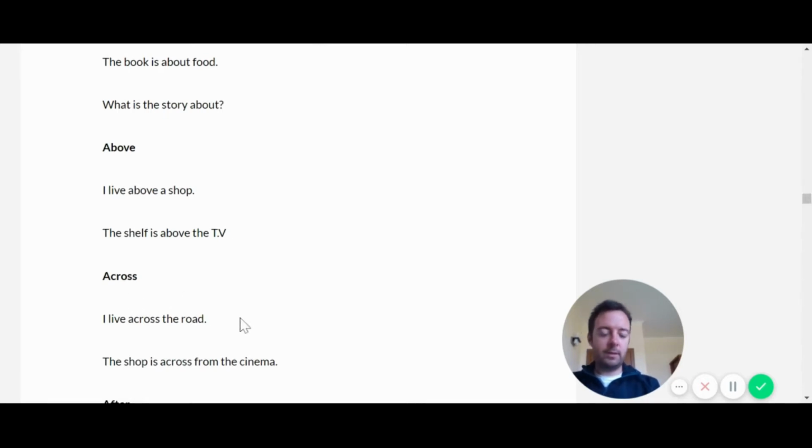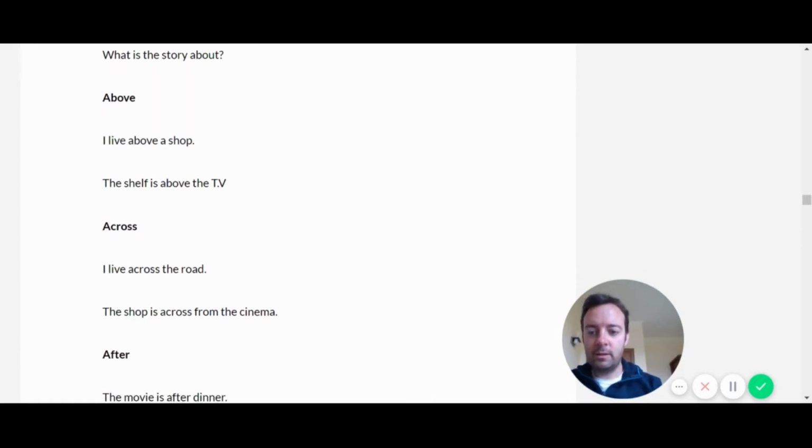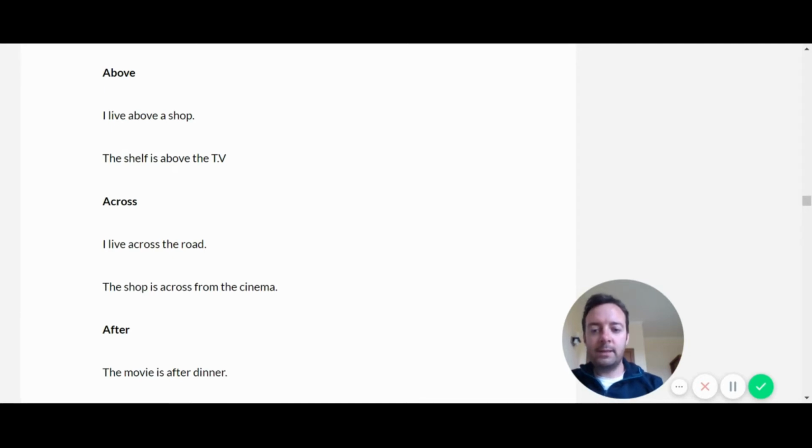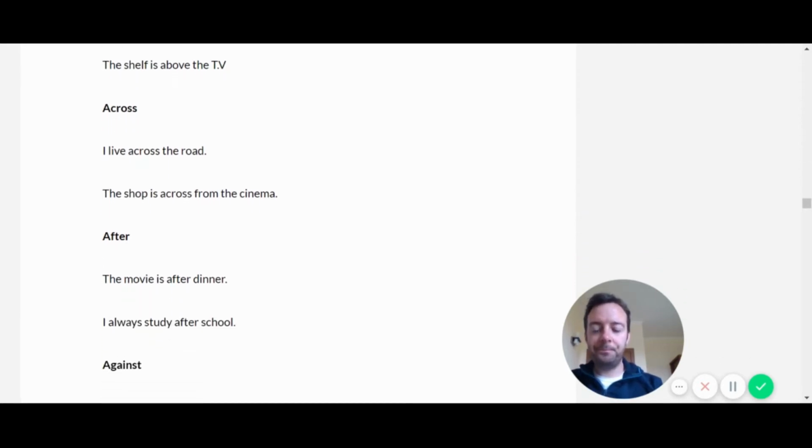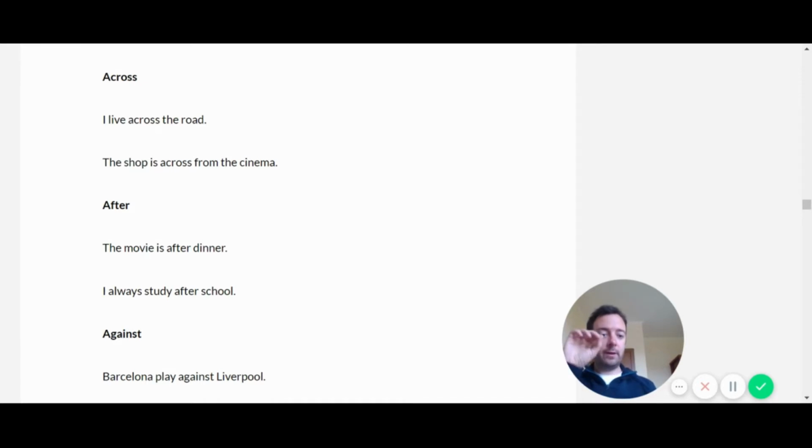Across. Okay, so that's usually when you have to cross something, you have one thing on one side and you have to cross to the other side. So I live across the road. The shop is across from the cinema. After, okay, when you have one thing and then you have another thing that comes after in time, right? The movie is after dinner. I always study after school.